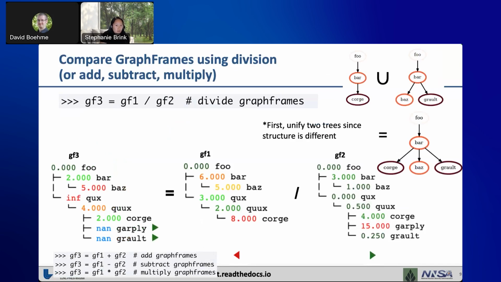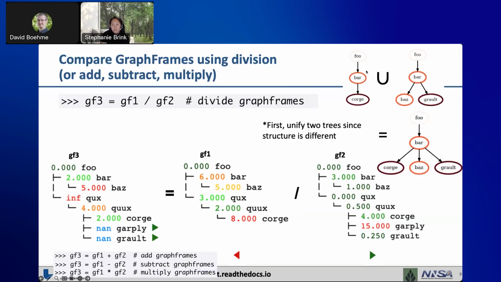So we can compare graph frames. We can compare two different profiles in Hatchet. In this example, we're looking at dividing the two graph frames to compute our speedup. While we're showing division, you can also do this to add, subtract, or multiply. When we want to do this in Hatchet, the first thing that we're going to do is determine if the trees of the graph frames are the same. And if they are not, we're going to unify them so that the structure is the same.